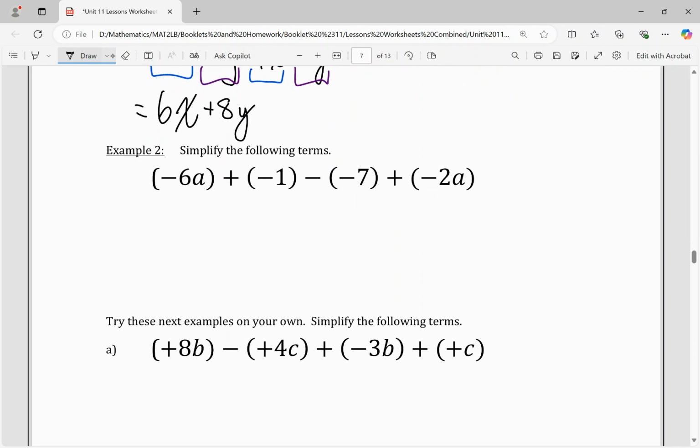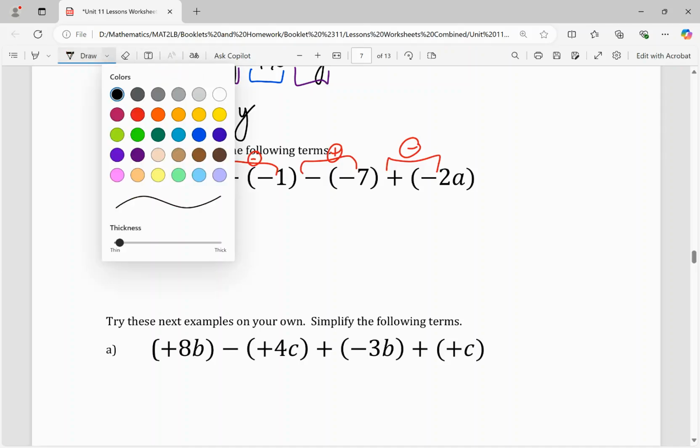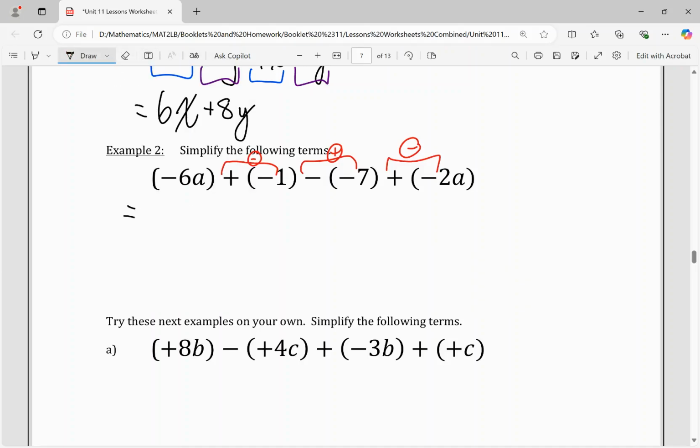Let's take a look at the next example. Again, the first thing that we're going to do is clean up. We're going to combine these operations that are next to each other. The negatives and positives make a negative. The two negatives make a positive. So this can be rewritten as negative 6a minus 1 plus 7 minus 2a.